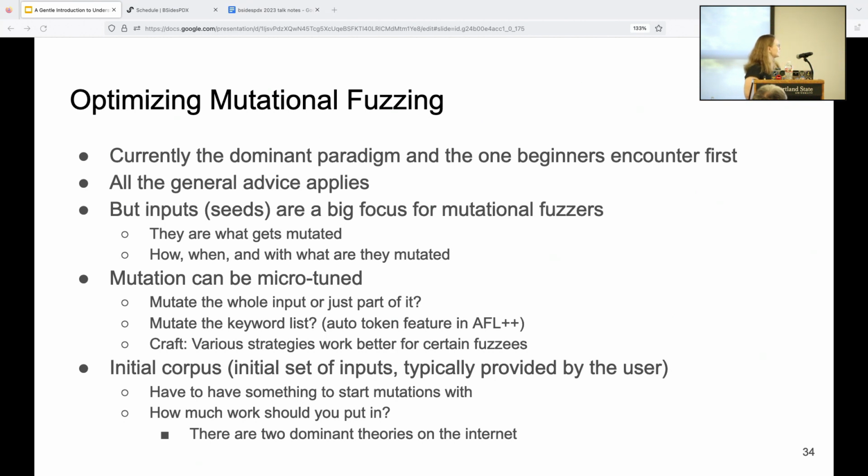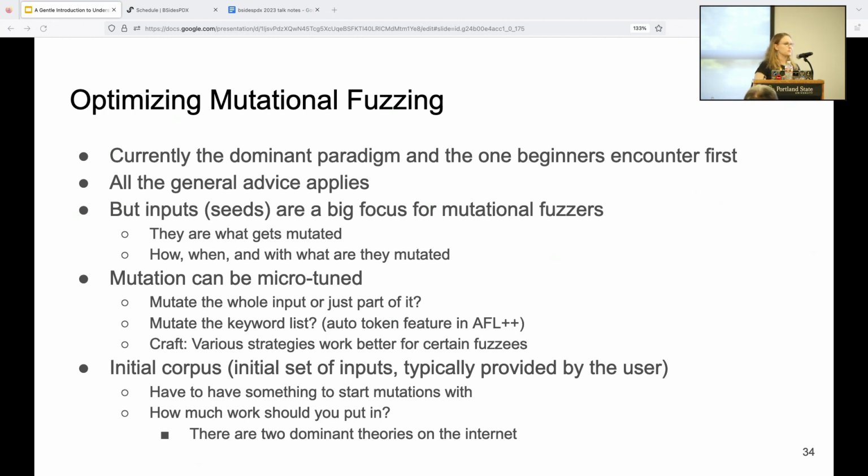Because mutational fuzzing is the dominant paradigm, seeds matter a lot because they are the thing you use to mutate. If your seeds suck, your mutation's probably going to suck. Makes kind of sense? That's the thing that's powering the heart of your fuzzer. You want to make sure your heart's got as good material as possible. So this is a big area.